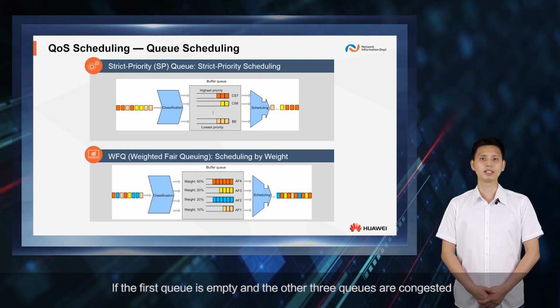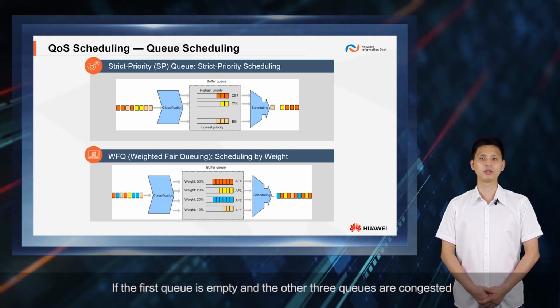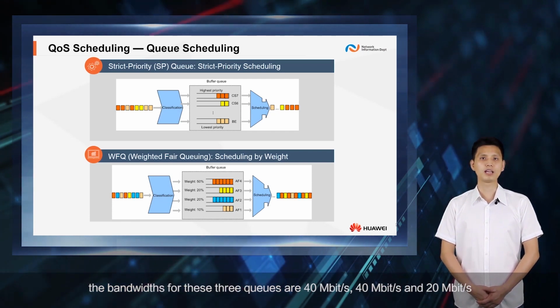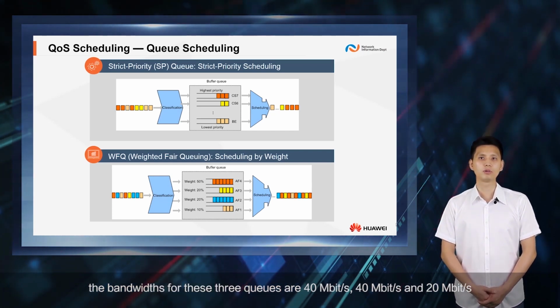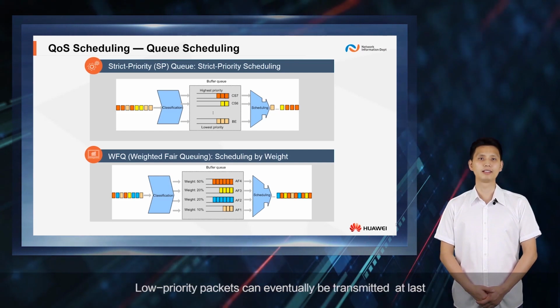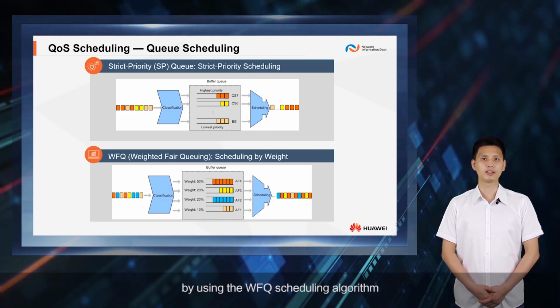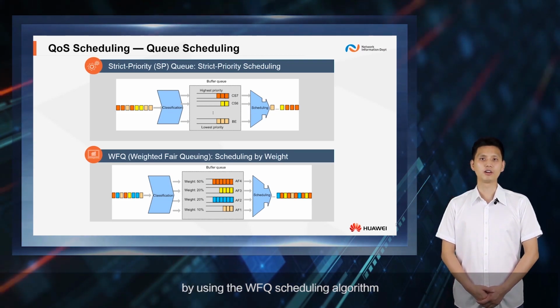If the first queue is empty and the other 3 queues are congested, the bandwidths for these 3 queues are 40 megabits per second, 40 megabits per second, and 20 megabits per second. Low priority packets can eventually be transmitted by using the WFQ scheduling algorithm.